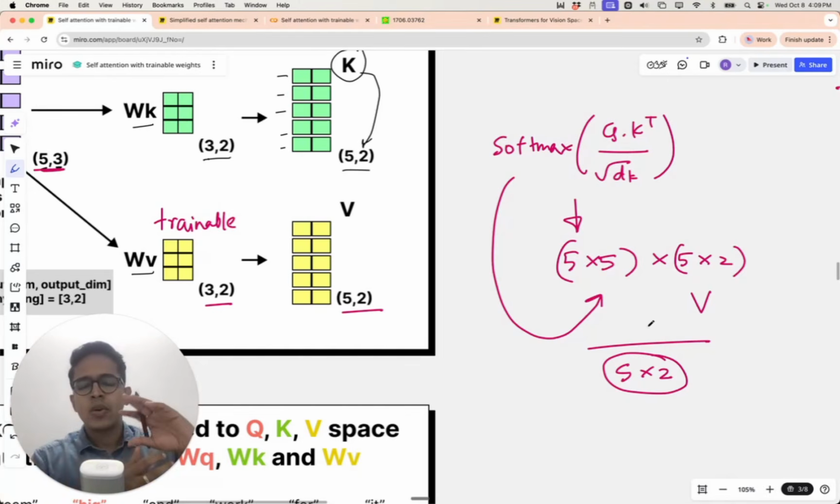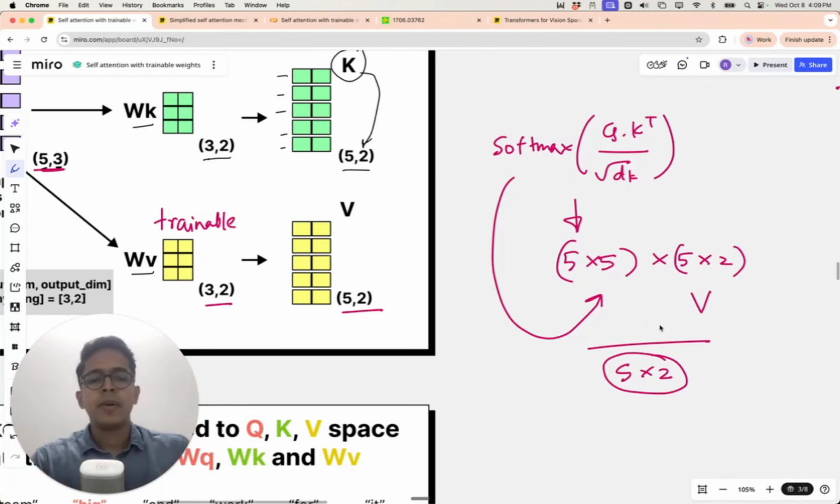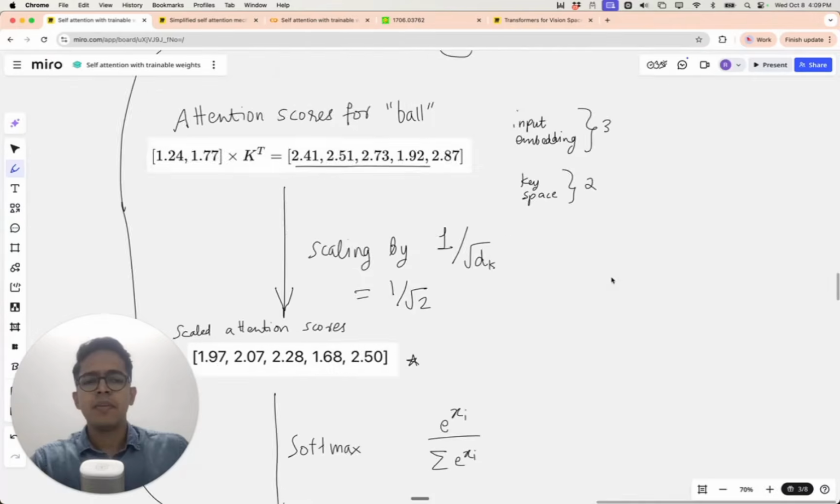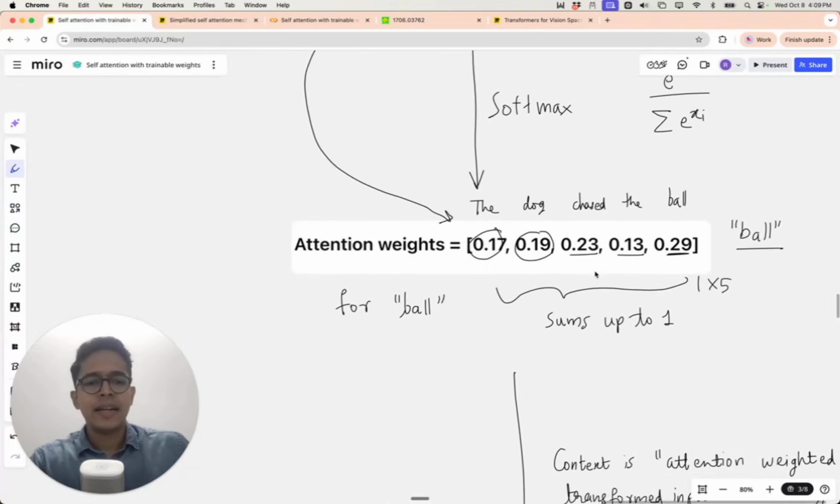But then we decided to transform it into a 2-dimensional space using key, query, and value weight matrices, which are trainable matrices. So at the end of the day, we are expecting 5 context vectors corresponding to each input token, but the dimensionality of the new space will be 2-dimensional, which is why it turns out to be 5 by 2. So now let's go back to the numbers that we had to see how this looks. So we had scaled attention scores and then we got the attention weights.